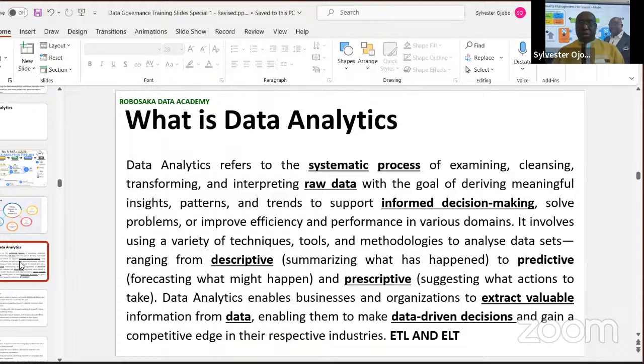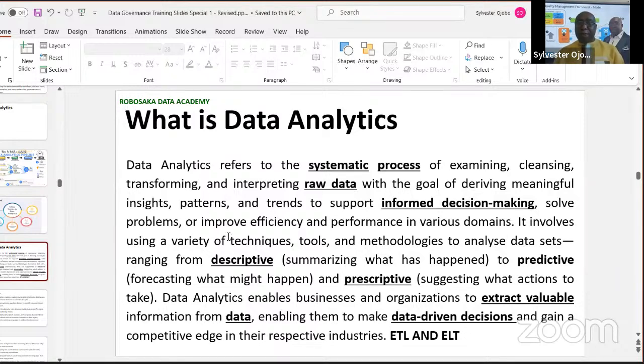Now, you use that to support informed decision-making, solve problems, or improve efficiency. Look at the words solve problems. That's what she did. Not only decision-making, solve problems. So any job that involves solving problems means manager. And if you have a problem, or something that has been done before, because of scalability or migrating from one platform to another, you improve efficiency as well and also perform in various domains. There are a lot of things you need to do when you know about it.